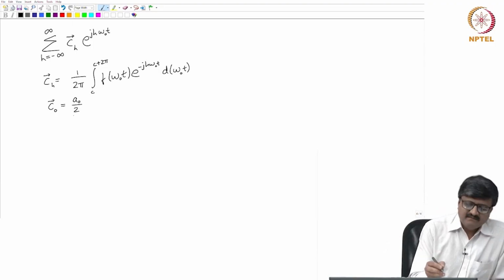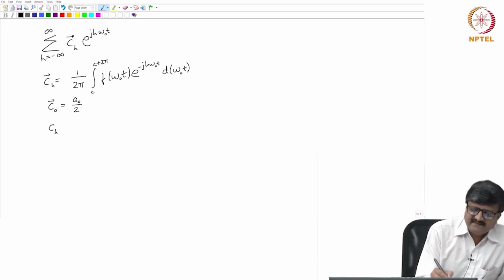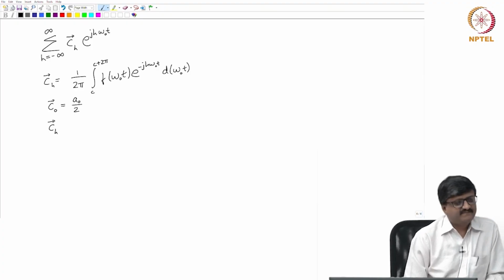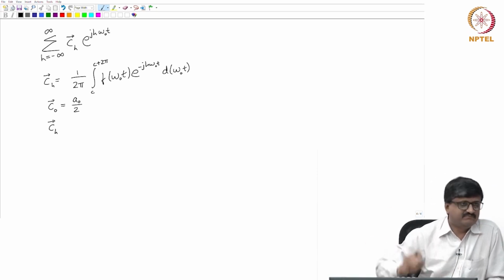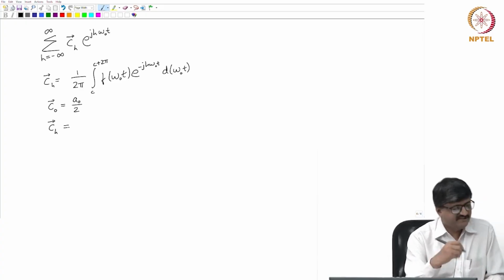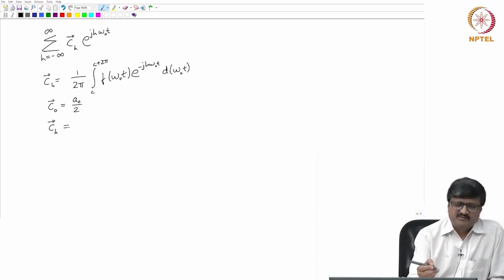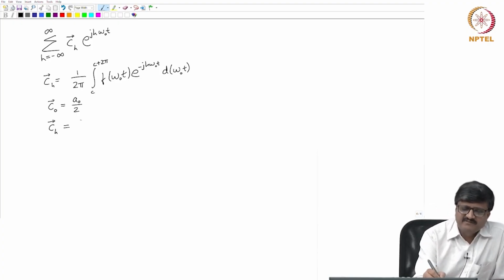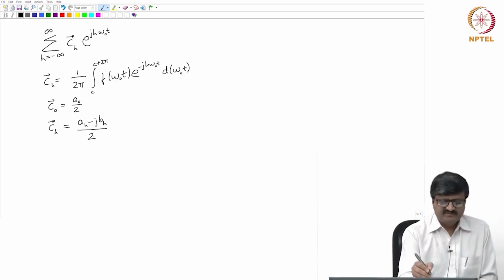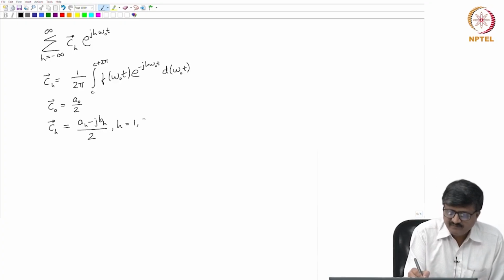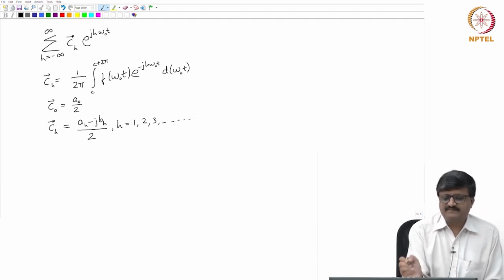Then if I take any other CH, say if I take h equal to 1, 2, 3 and so on, can I relate CH, AH, BH? Can I get an expression for CH in terms of AH and BH? It may not be straightforward, but one can show this. I will just give the result. It can be shown that this is equal to AH minus j times BH divided by 2. This expression is applicable for positive values of h.